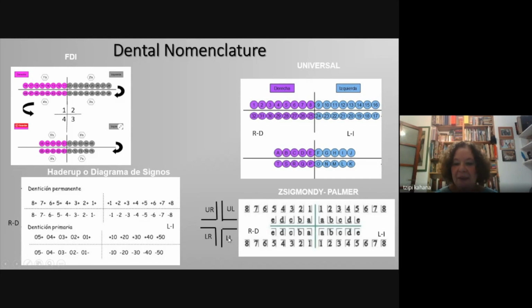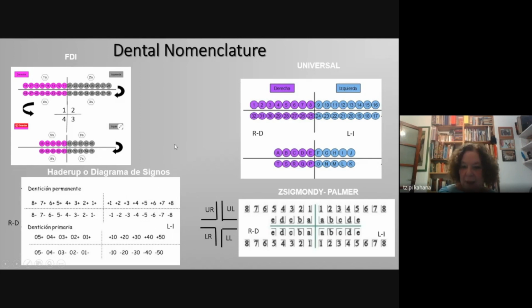If the number is sitting below the line, it indicates it's mandibular. The line sitting to the left of the number indicates it's left, and the line sitting to the right of the number indicates it's right. Also, it's very visual, it's very easy to understand. And then we have the Scandinavian countries.